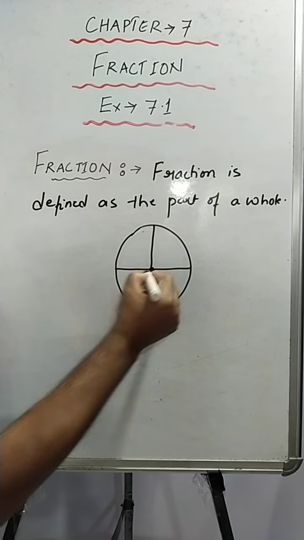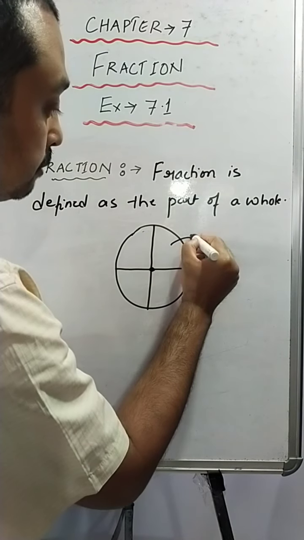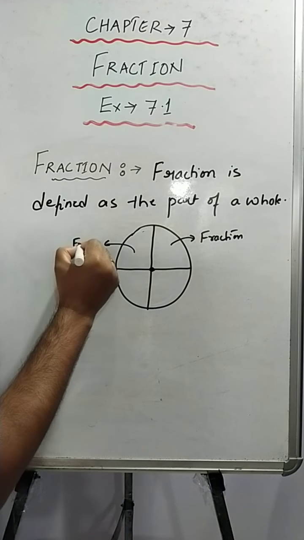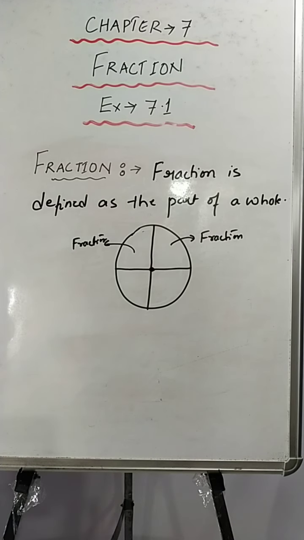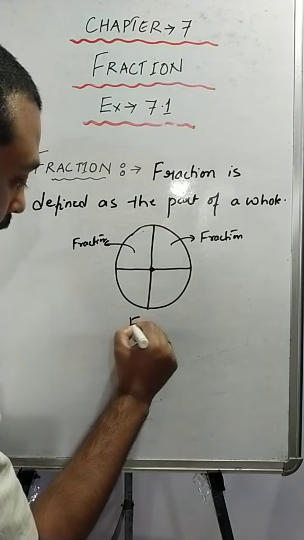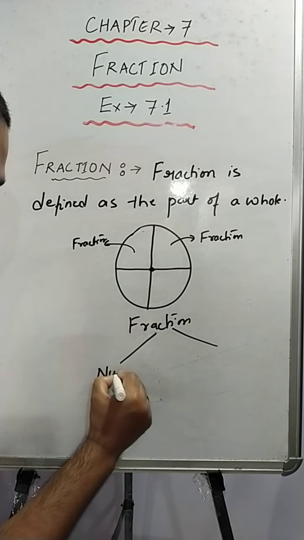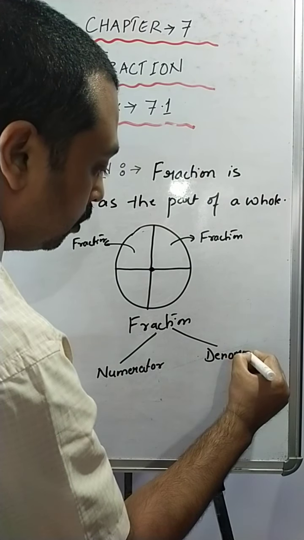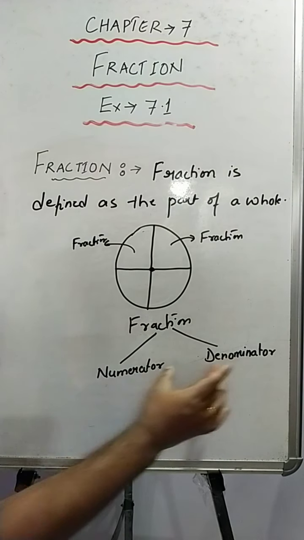Suppose in this way I divide the circle into 4 equal parts, then each part is called a fraction. Understood? Each part is called a fraction. Okay, students, now a fraction has 2 parts. That is, one is the numerator and another one is the denominator. So a fraction has 2 parts, numerator and denominator.